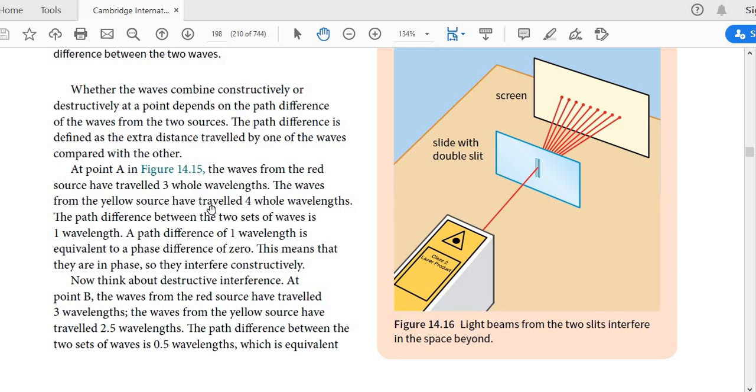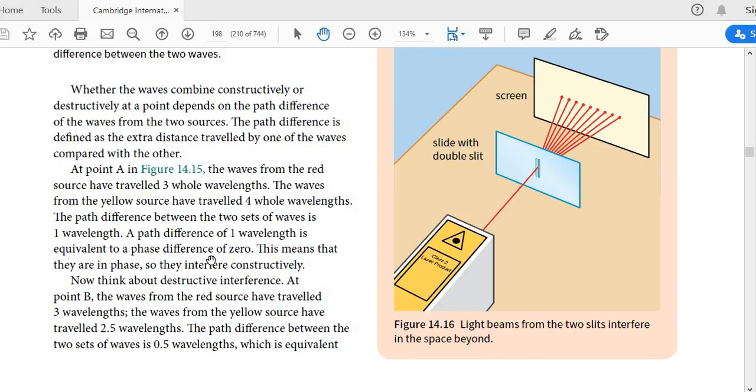The waves from the yellow source have travelled 4 wavelengths. The path difference between the two sets of waves is 1 wavelength, because 4 minus 3. A path difference of 1 wavelength is equivalent to a phase difference of 0 or 360 degrees. Remember, path difference is given in terms of wavelength, lambda. So here the path difference is 1 lambda.